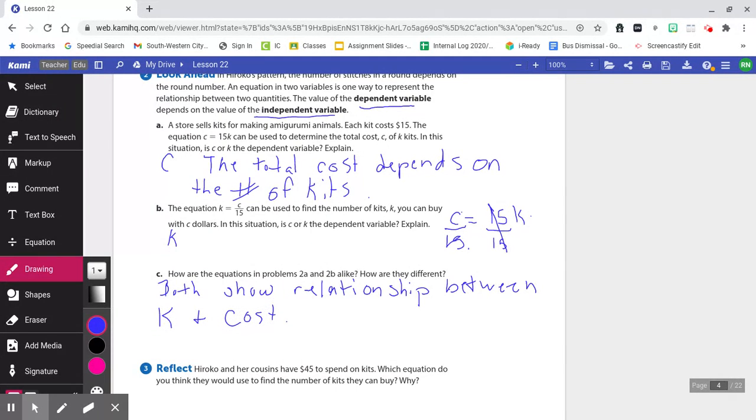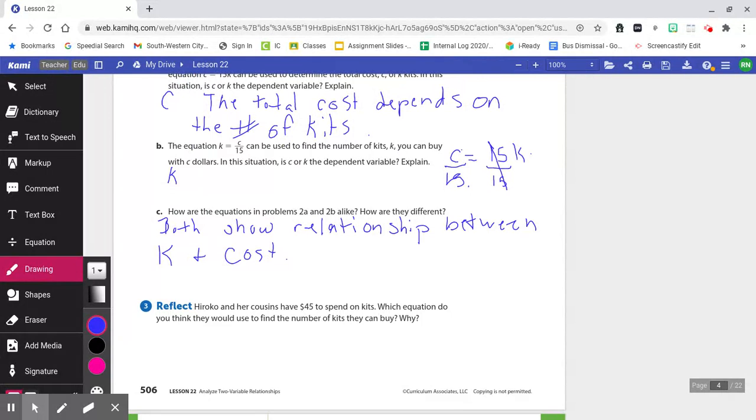How are they different? The equation in problem 2A shows how to use K to find C when we multiplied K by 15. And the equation in problem 2B shows how to use C to find K, where you divide by 15. I'm not going to have you write that down.